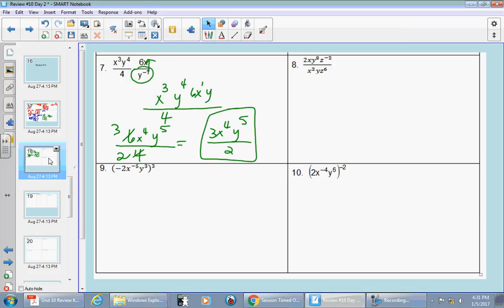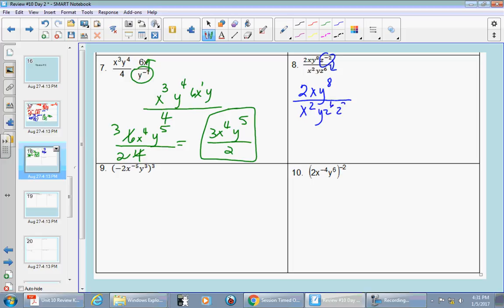Number 8, let's move some negatives first. We need to move this z down and rewrite it. So I'm going to have it 2x y to the 8 over x squared y z 6z squared. Now let's combine these z's next. That's 8 z's. So we have 2xy to the 8 over x squared yz to the 8.